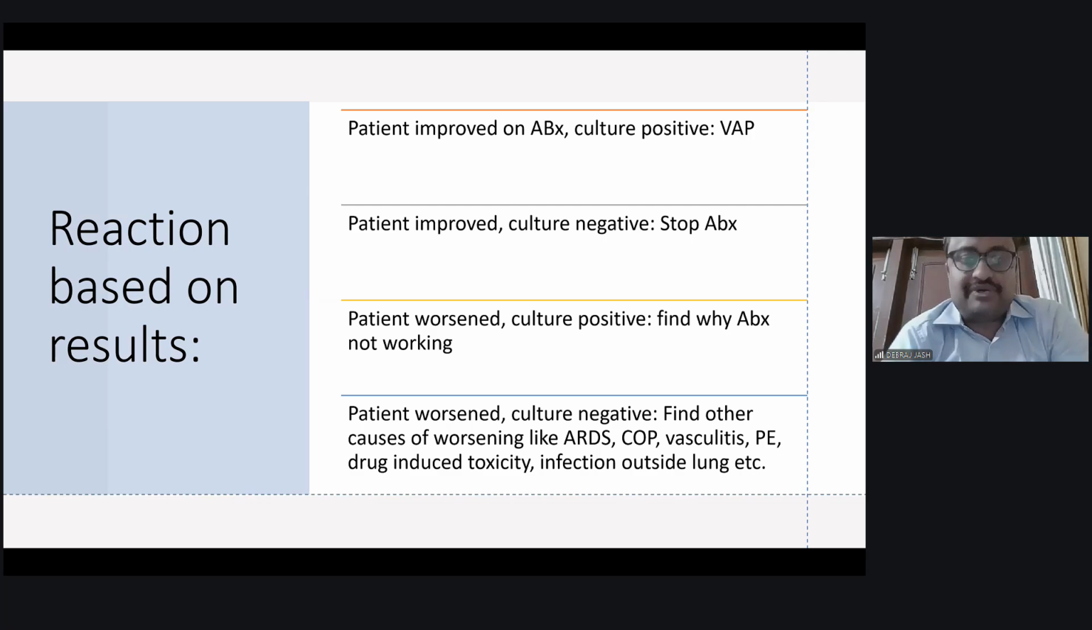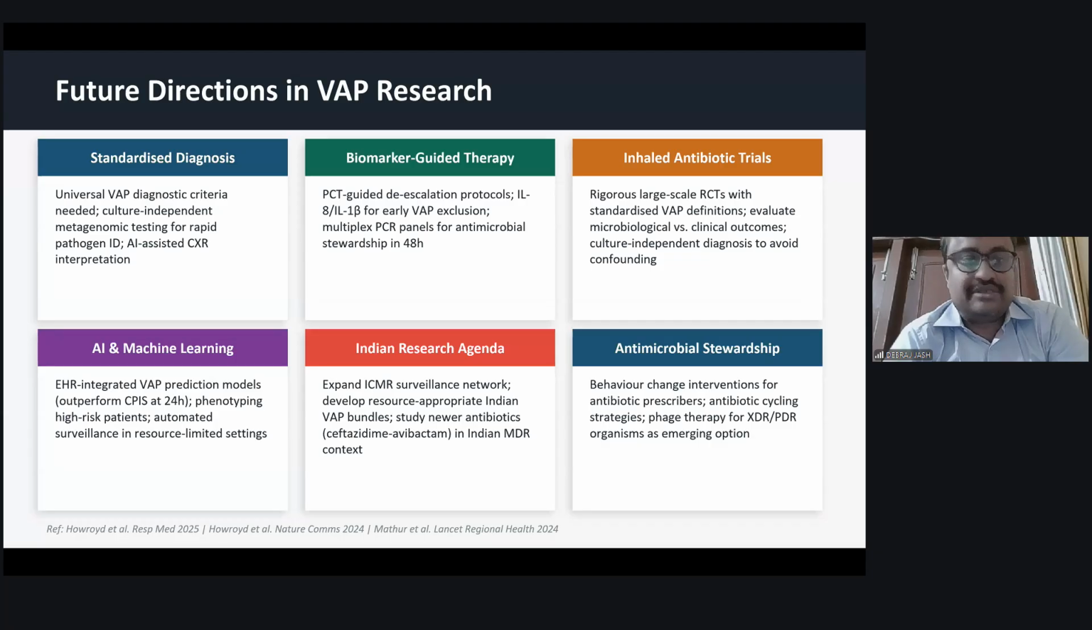We need to find out the cause. If the patient worsened and culture is negative, then we need to find out other causes of worsening like ARDS, organizing pneumonia, vasculitis, infection outside the lung, drug-induced toxicity, or pulmonary embolism.